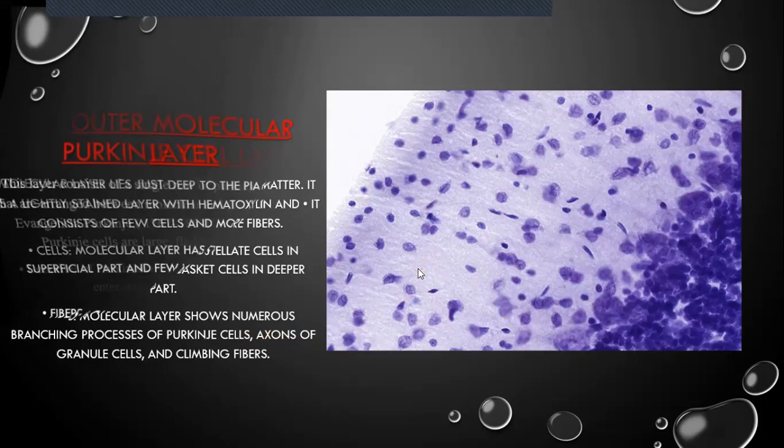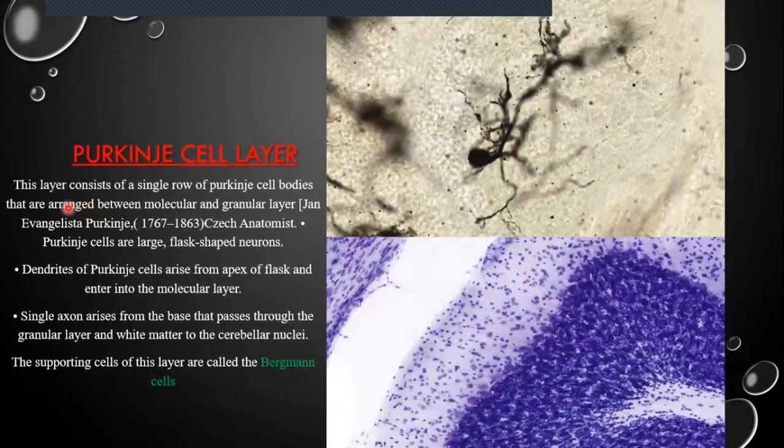Now let's look at the other layer, the Purkinje cell layer. This layer consists of a single row of Purkinje cell bodies that are arranged between the molecular and granular layer. These Purkinje cells were first seen by this guy known as Jan Evangelista Purkinje, who was a Czech anatomist. He lived between these years, and he observed them, so they were named after him, Purkinje cells.